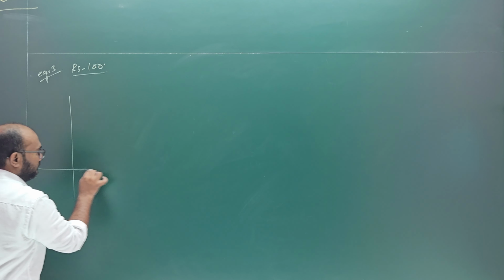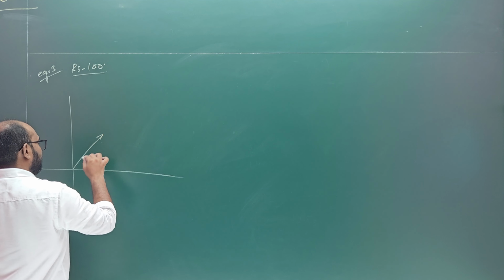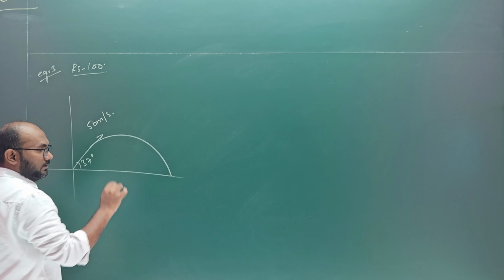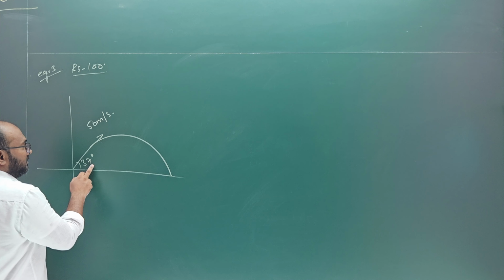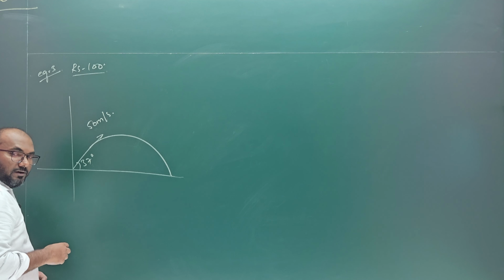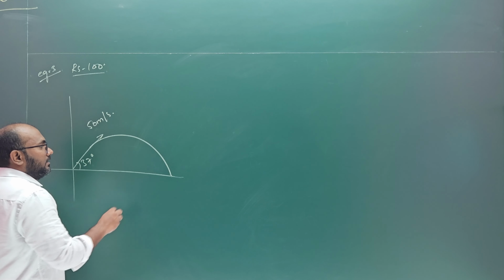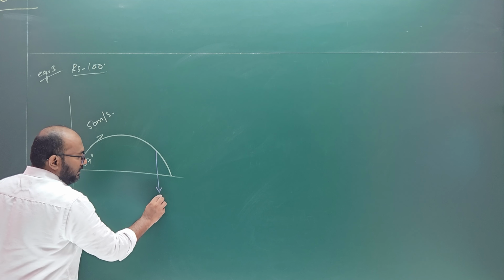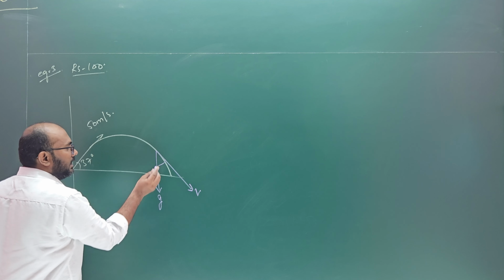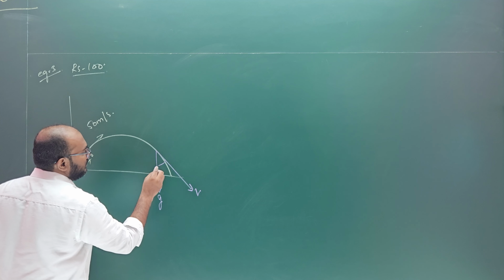Same question. An object is being projected with, let's say, 50 meter per second, making an angle of 37 degree. Find out the time period when the acceleration vector and velocity vector are making an angle of 37 degree.